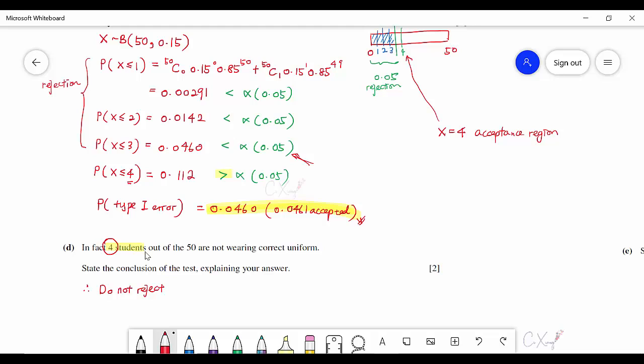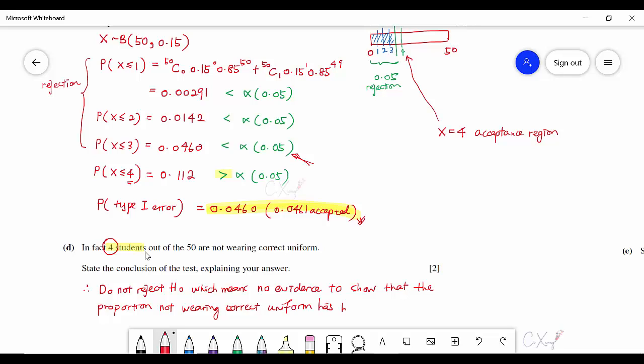reject the null hypothesis, which means there is no evidence to show that the proportion of the students not wearing the correct uniform has been reduced. So what is the reason? The reason is because x equals 4 falls outside the rejection region.